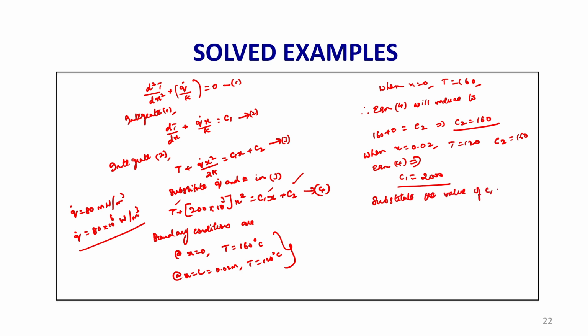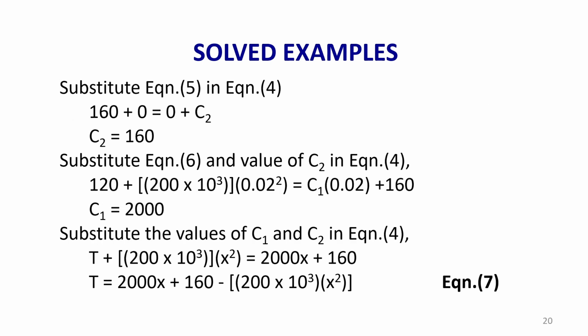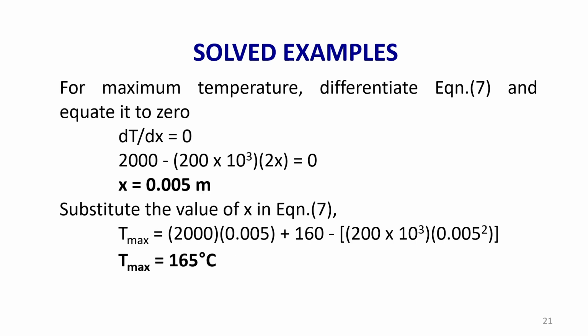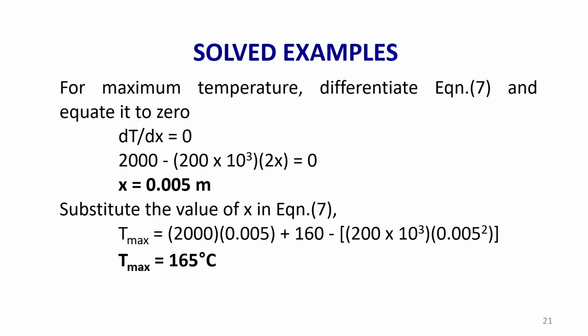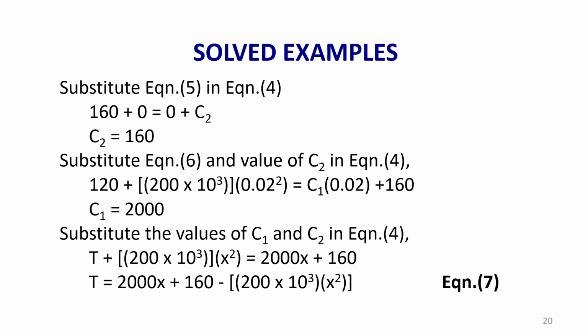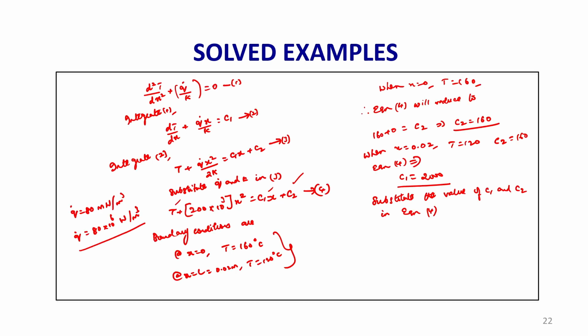Value of C1 and C2 in equation 4, okay. So, let us quickly solve this one. So, we get this equation t equal to 2000 x plus 160 minus 200 into 10 power 3 into x square, okay. Now, for maxima, we know the basic approach: differentiate equation 7 with respect to x and equate to 0, okay.